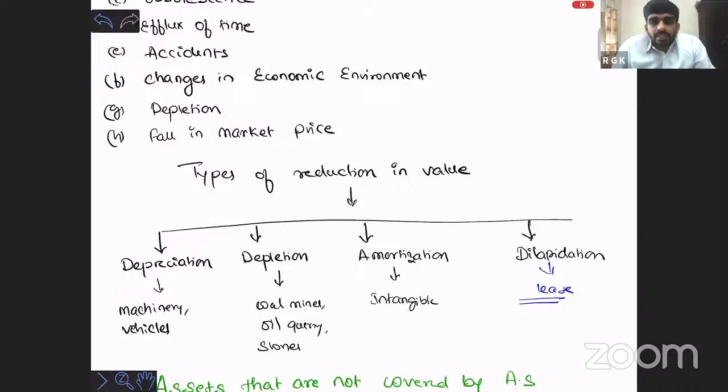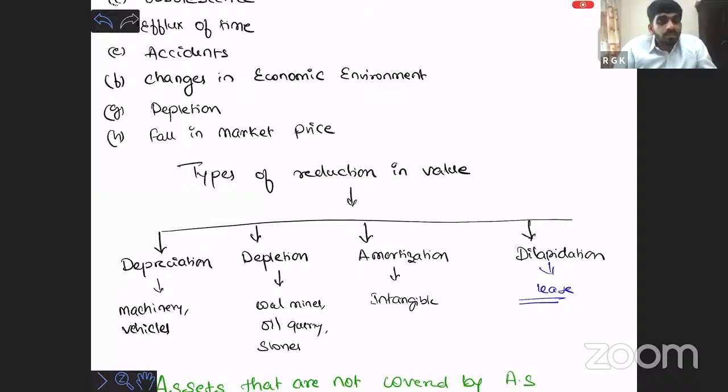Fall in market price, I said, computer models, mobiles, computers. What will happen? As a new mobile comes, the old asset's value reduces. The old asset's market value falls. Natural resources cannot be depreciated. Change in the economic environment.